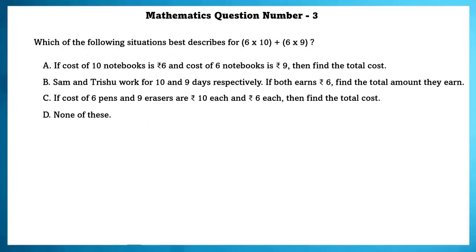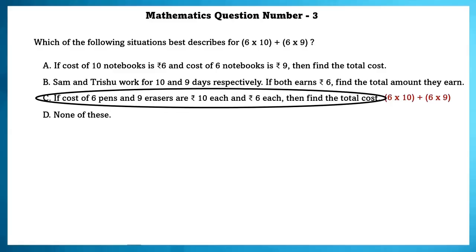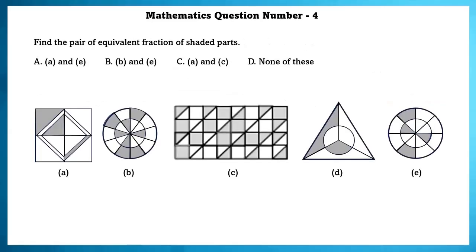Mathematics question number 3. Which of the following situations best describes 6 into 10 plus 6 into 9? Now in the C option, if the cost of 6 pens and 9 erasers are 10 rupees each and 6 rupees each, then find the total cost. This can also be written as 6 into 10 plus 6 into 9. So C option is the correct option.